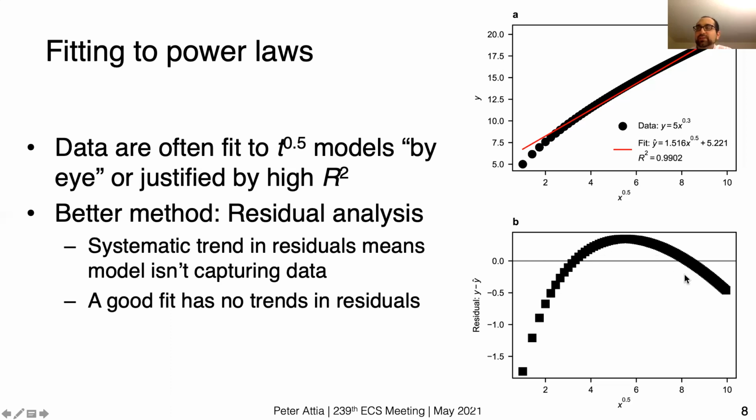What we see is a systematic trend in the residuals, and this is a smoking gun saying that the model is not really capturing the true trend in the data. There's some additional source of complexity that the model is not capturing. So a good fit, as I would define it, is a fit that has no trends in the residuals. The residuals are just scattered around 0.